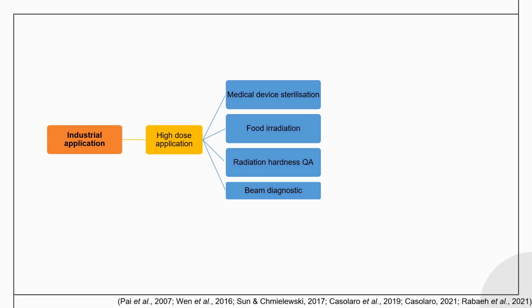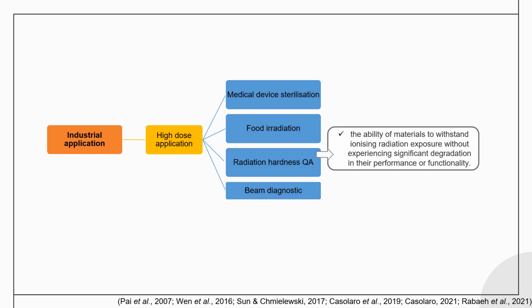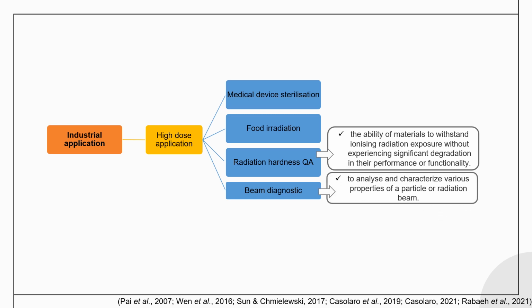Lastly, the film dosimetry can be employed in high-dose industrial applications such as medical device sterilization, food irradiation, radiation hardness QA, and beam diagnostic. The radiation hardness refers to the ability of material in withstanding the ionizing radiation without experiencing significant degradation in their performance or functionality. The beam diagnostic refers to the analysis of characteristics and properties of the radiation.